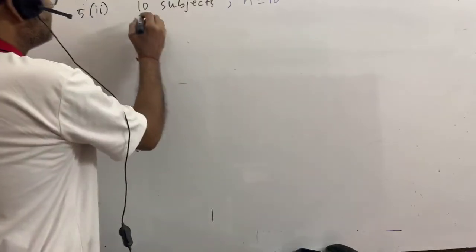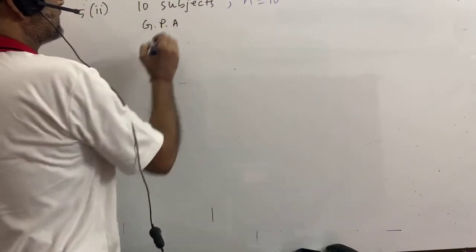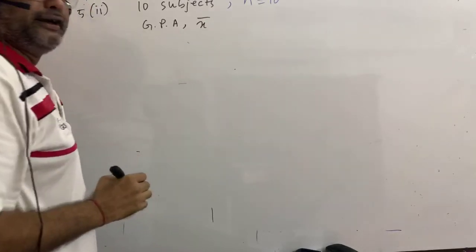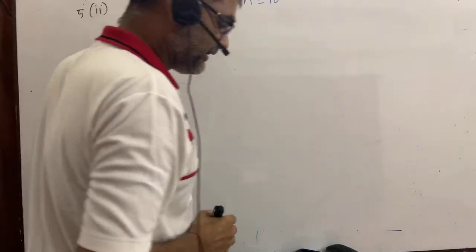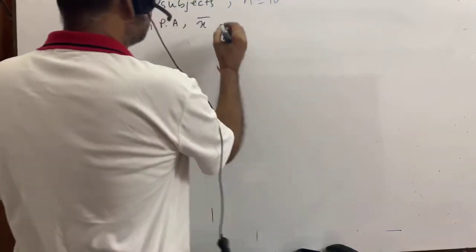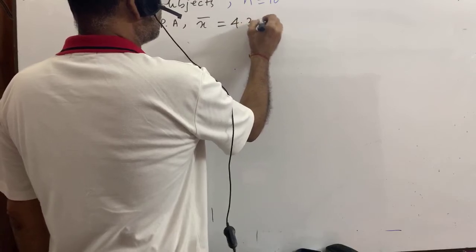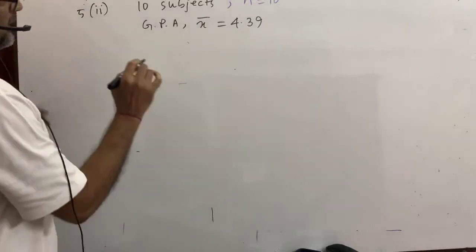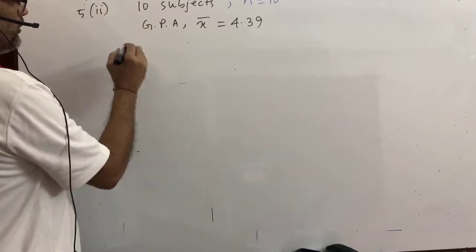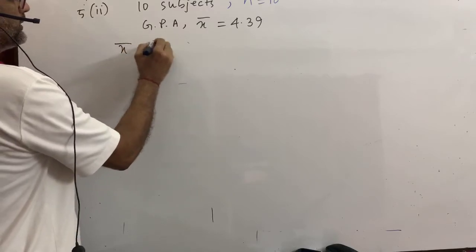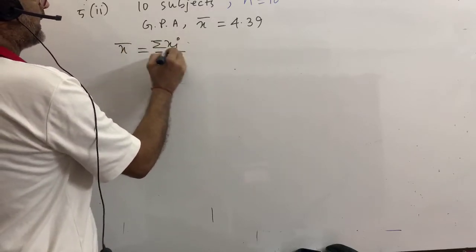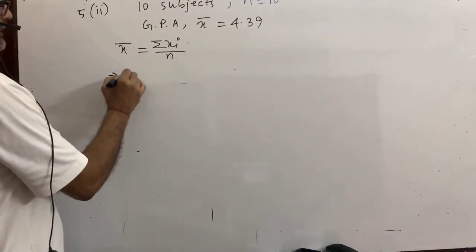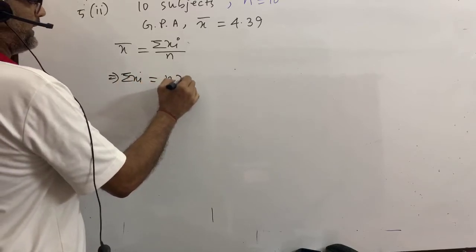And it is written that GPA, grade point average. GPA means what? X bar. Okay, X bar is given here as 4.39. Actually, what do we get here? Please see the board. Perhaps we get X bar equals summation xi by n. Is it? Yes, it is. That means we get summation xi equals n x bar.